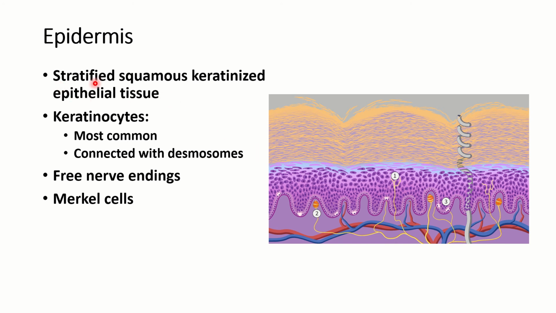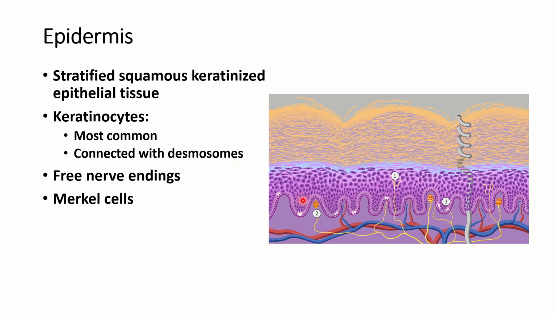And because it is stratified, it has multiple layers, and the multiple layers are for protection. The most common type of cell is called keratinocytes because it contains keratin, and the cells are connected to each other by desmosomes. So desmosomes are connecting the walls of two neighboring cells, and that is keeping the cells together. So again, that's important for protection.